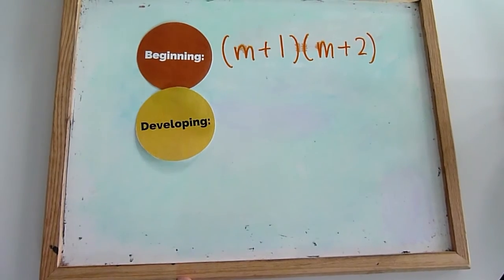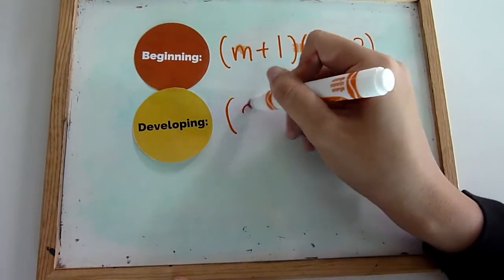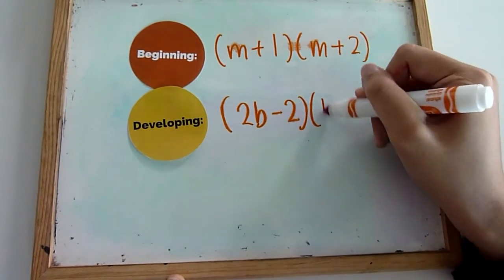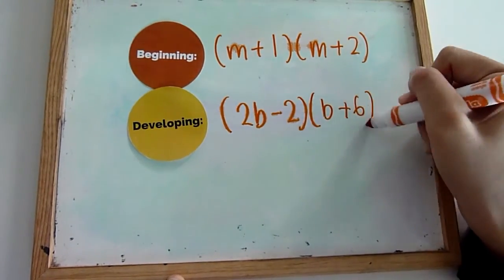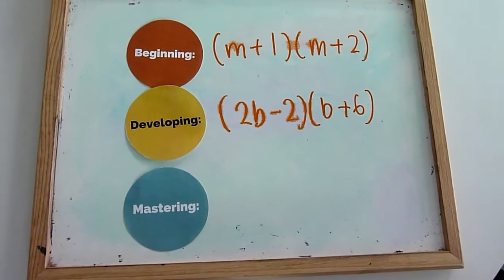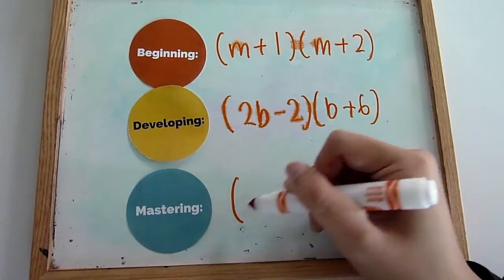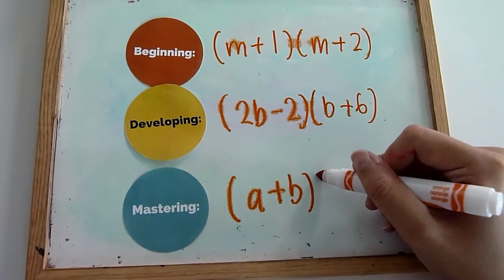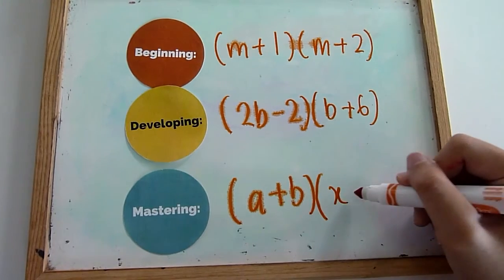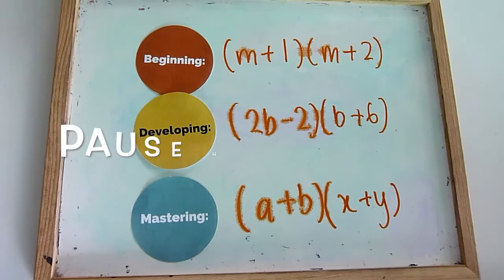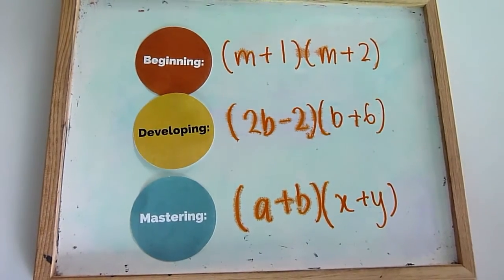If you think you can go slightly further, try open bracket 2b minus 2, close bracket, and open bracket b plus 6, close bracket. Now, if you think you want to move your brain muscles more than usual, try open bracket a plus b, close bracket, and open bracket x plus y, close bracket. Pause this video and take your time to solve the question.